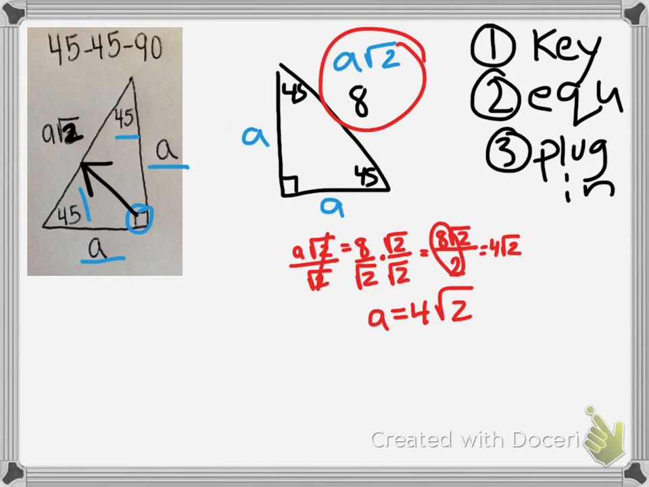Now I go and I plug it back in. This side is A, so it's 4 root 2. This side is A, so it's 4 root 2. And now we have all of our sides.